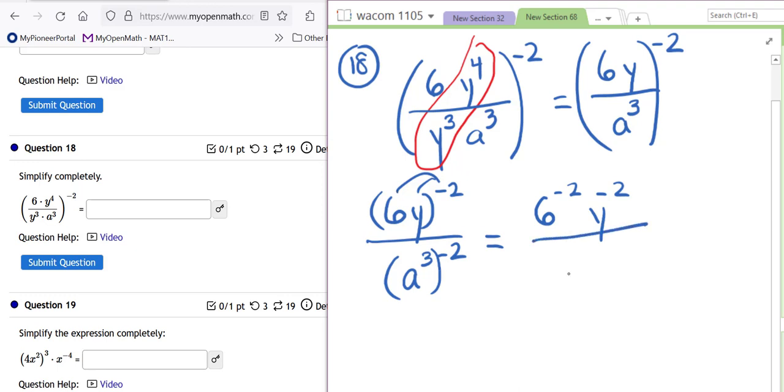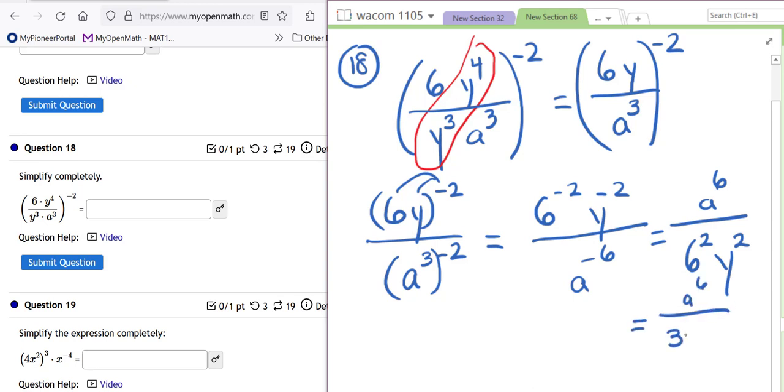All right, and this will give me a to the -6. All of these are going to switch places because they have negative exponents. So we're going to do 6. Down here it gets a positive. Y, it gets a +2. And the a will go up. 6 squared you should work out. So we'll go back this way a little bit. A to the 6 over 36y squared. So that one wasn't too bad.